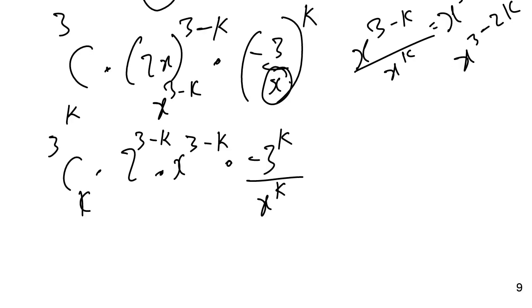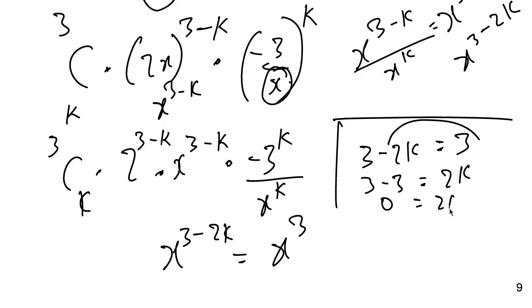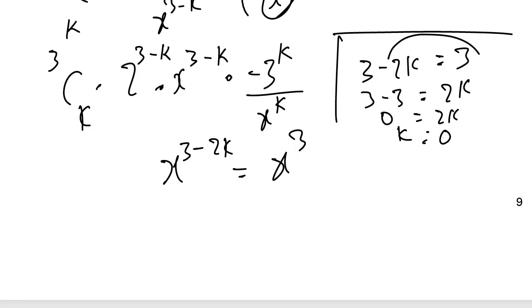So that means at the end of all this, on simplifying, you just compare x to the power of 3 minus 2k, because nothing else contains x in all of this. And now equal to what? x to the power 3. And if 3 minus 2k should be equal to 3, what is k? This negative 2k will cross over, right? So 3 minus 3 is equal to 2k. That means 0 is equal to 2k. That means k is what? 0.